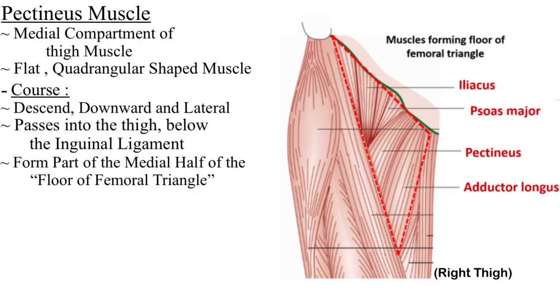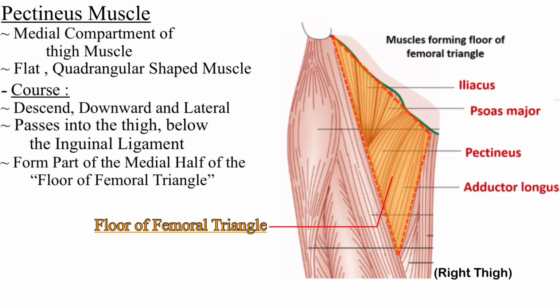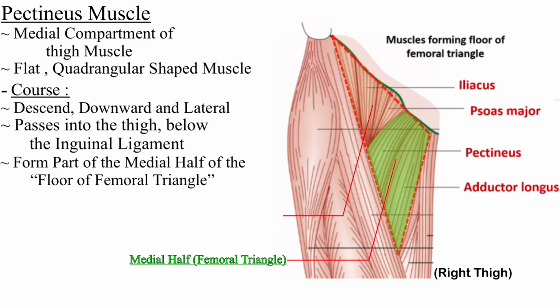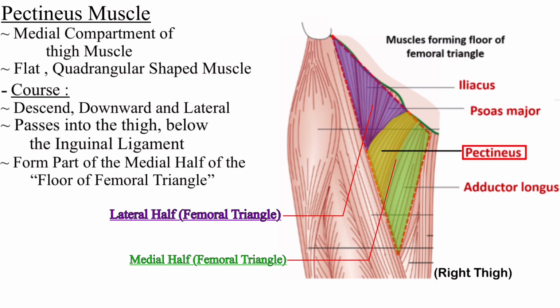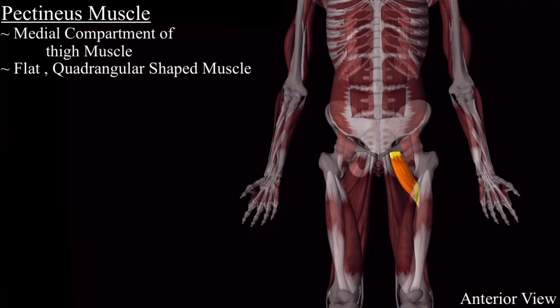Now if we divide the floor of the femoral triangle into two parts, the medial half and the lateral half, then you can see that some part of the medial half of the floor of the femoral triangle is contributed by pectineus muscle. Next is the insertion of pectineus muscle.